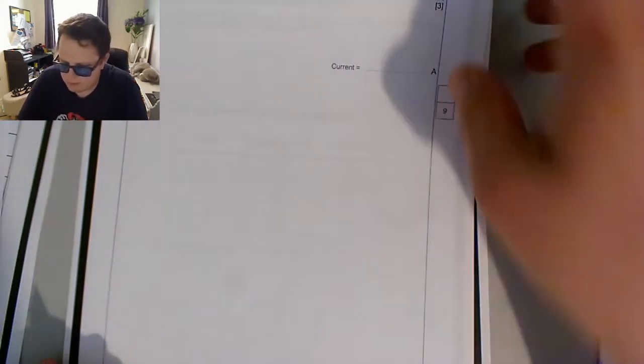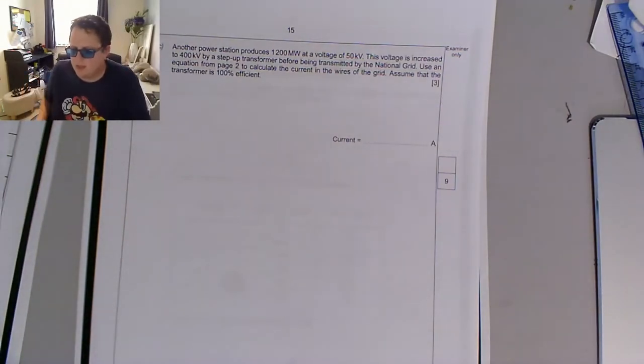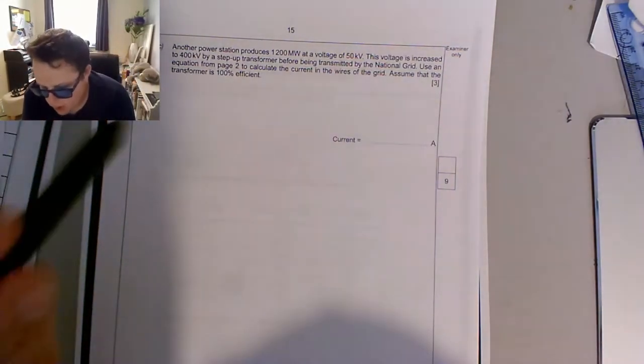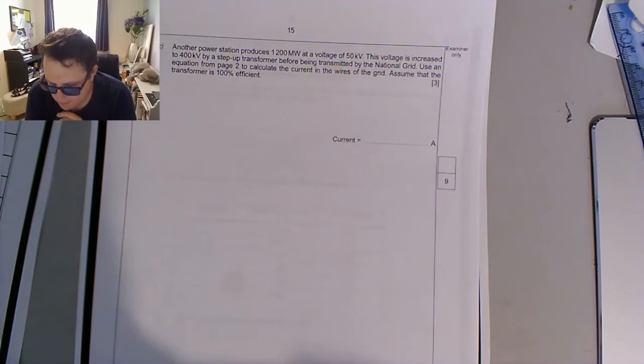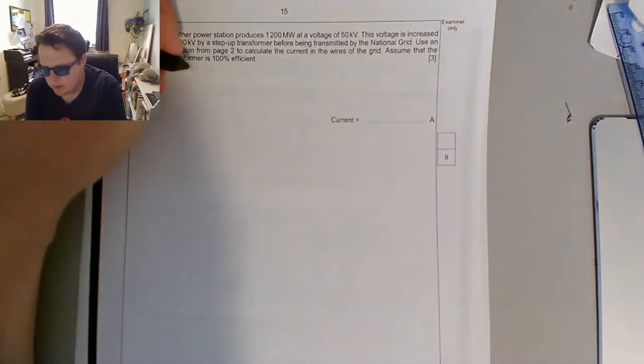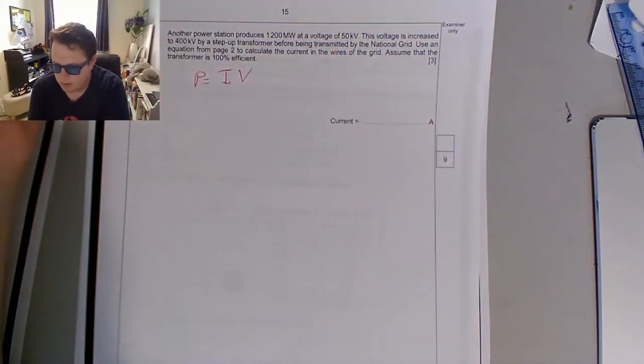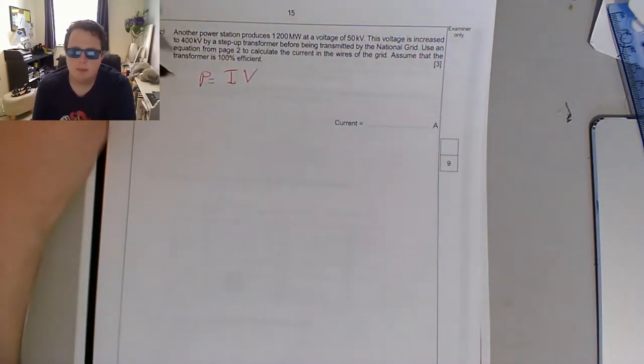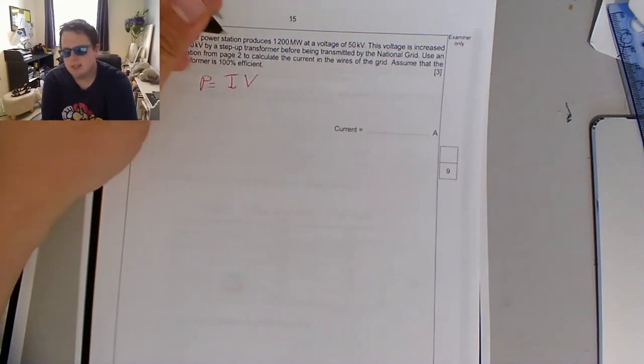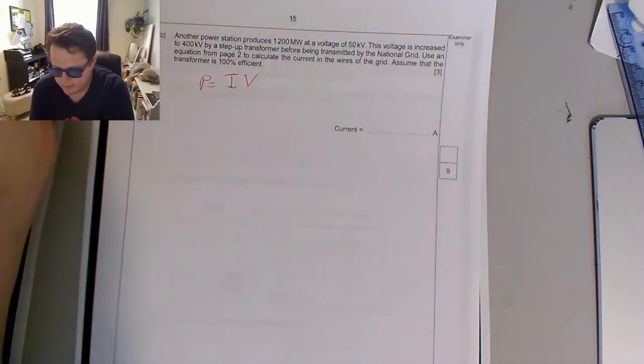Another power station produces 1200 megawatts of electricity at 50 kilovolts. The voltage is increased to 400 kilovolts by a step-up transformer before being transmitted to the national grid. Use an equation from page 2 to calculate the current. So we've got power, we've got voltage. So we want power is current times voltage as our equation. We're assuming we're 100% efficient. That just means whatever power goes into our transformer must come out.